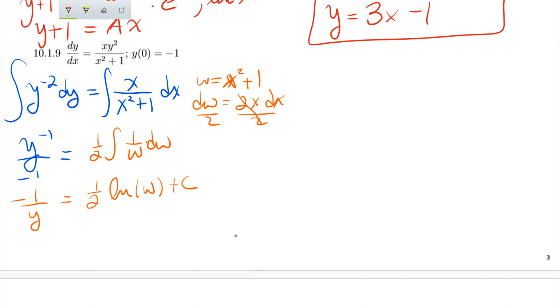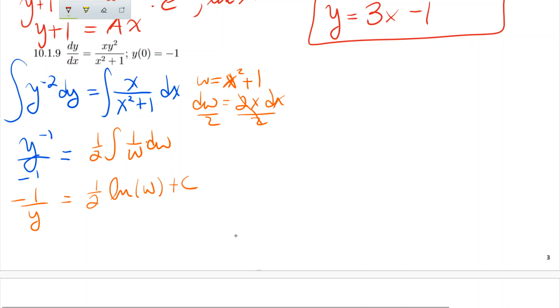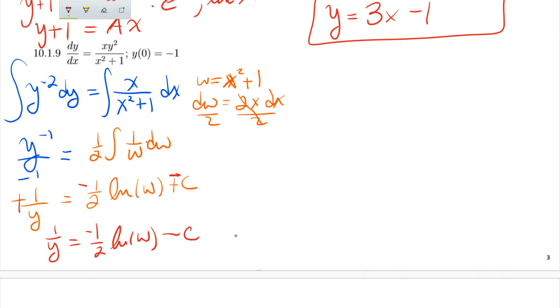Let's solve for y. So the first thing I'm going to do to solve for y is change everybody's signs. And again, I don't care about c. I'm not going to change its sign. So plus, minus. I mean, if you want to put a minus there, you can. If it's really going to bug you, fine, I'll put it. So you get 1 over y is negative 1/2 the natural log of whatever w is. We'll get back to that, minus c. And then we're going to go ahead and invert everything.